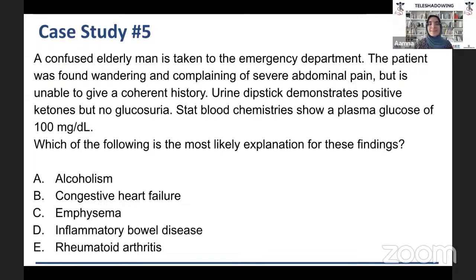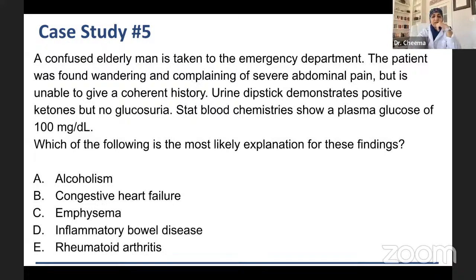Yes, sorry about that. Okay, so case study number 5. A confused elderly man is taken to the emergency department. The patient was found wandering and complaining of severe abdominal pain, but is unable to give a coherent history. Urine dipstick demonstrates positive ketones, but no glucosuria. Stat blood chemistries show a plasma glucose of 100 milligrams per deciliter. Which of the following is the most likely explanation for these findings?